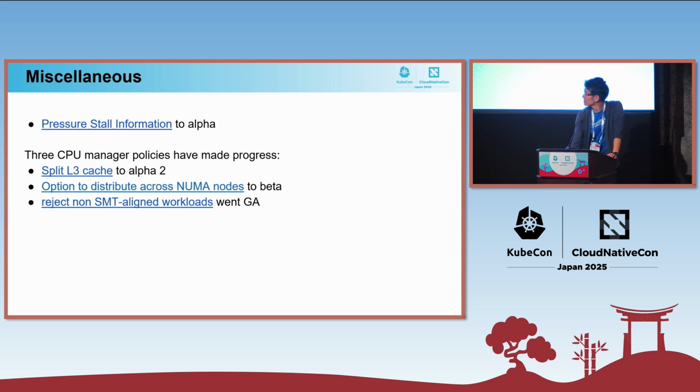And other updates are shown here. The feature to collect the pressure stall information metrics from the Linux kernel was implemented as alpha. There are a few enhancements in CPU policy options. They provide more precise CPU assignments.